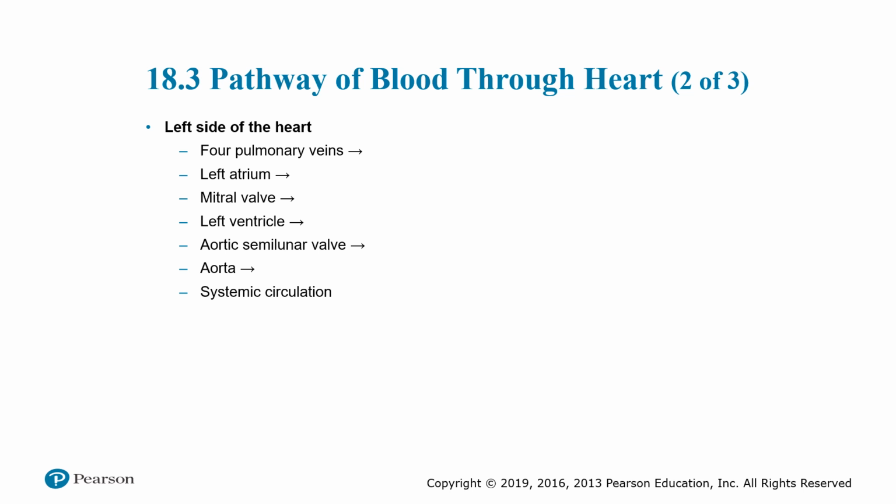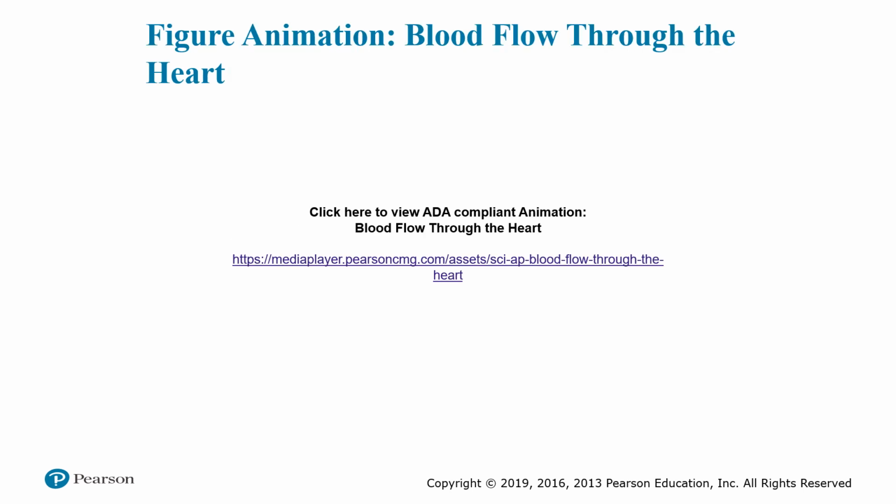And when the left ventricle starts to contract, the mitral valve closes because of the force of the blood, and the aortic semilunar valve opens. The aortic semilunar valve is present between the left ventricle and the aorta. So the left ventricle pushes the blood into the aorta, and the aorta takes it to the systemic circulation. There is an animation video available on your Pearson text. I want you to watch it.